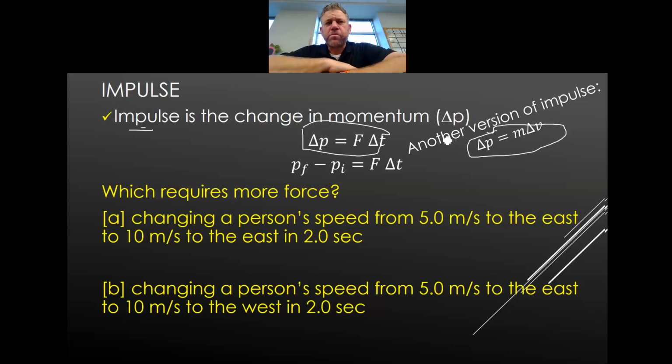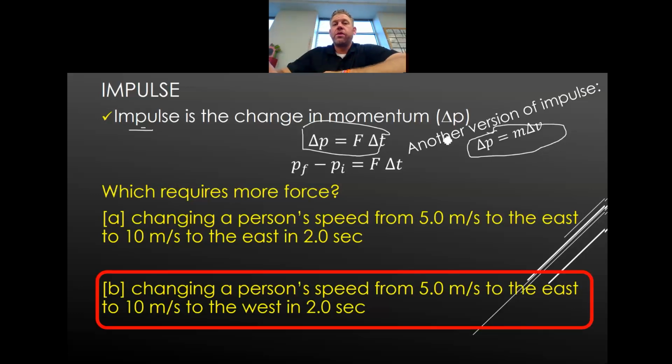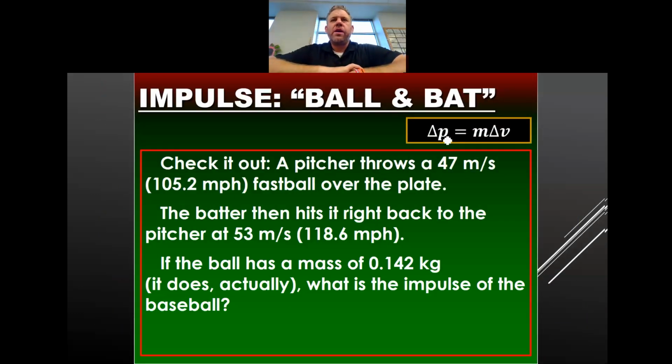Notice in B, though, we're going 5 meters per second east and 10 meters per second west. We completely change direction. So instead of it being a 5 meter per second change, one of those is negative. So we would go 10 minus a negative 5. It actually is 15. So which one should require more force? The 15 in 2 seconds versus the 5 in 2 seconds. It should be the bottom one. A change in direction usually results in more force required. Think about it. You've got to stop and then get going back the other way.